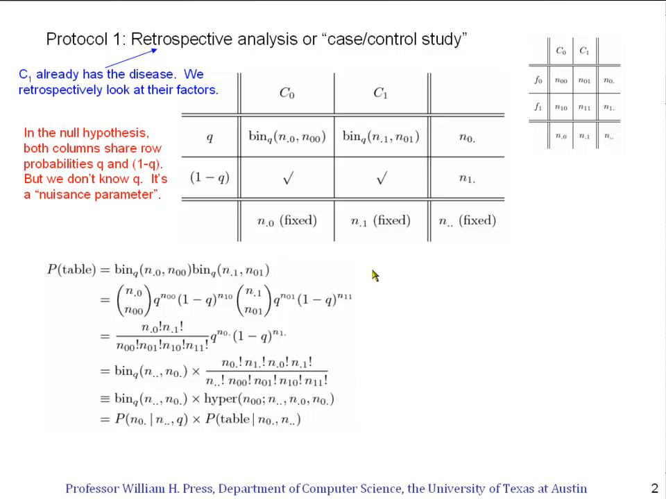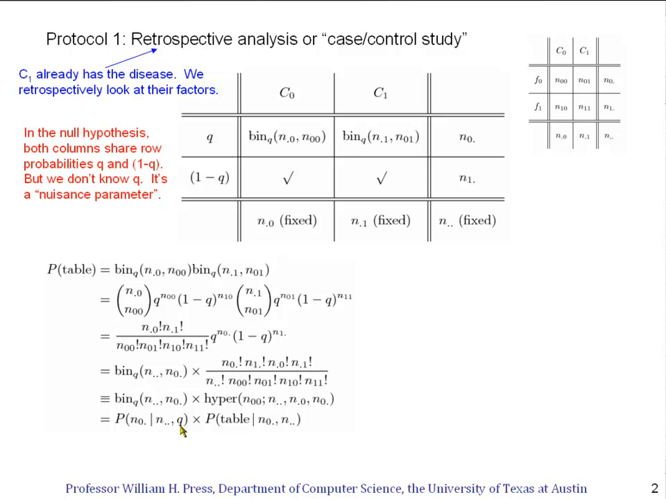So we can write the probability of this table as a hypergeometric probability, and we can call that the probability of the table given the marginals. And then what we have in front of that, this binomial probability, we can call that the probability of this particular marginal, for example, this row marginal up here, given the nuisance parameter Q. And the probability of the table really does depend on this nuisance parameter.